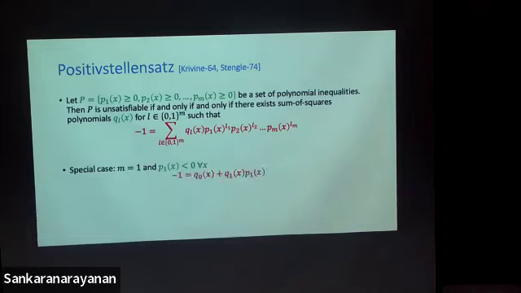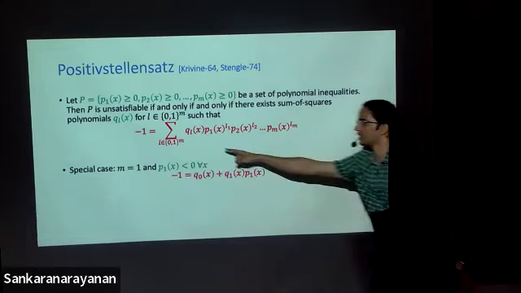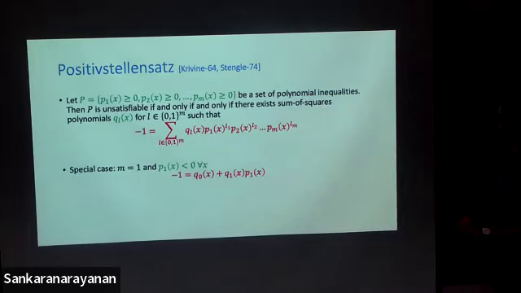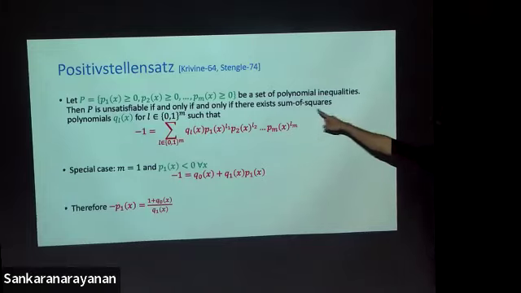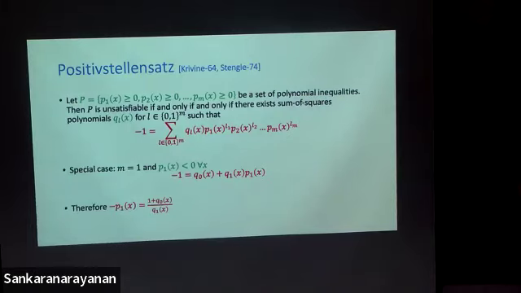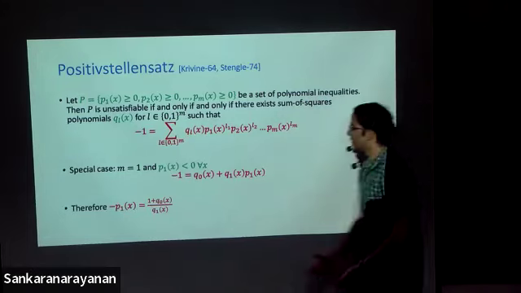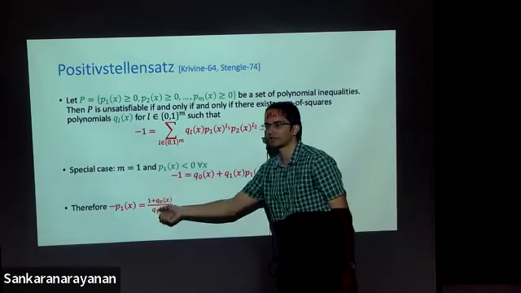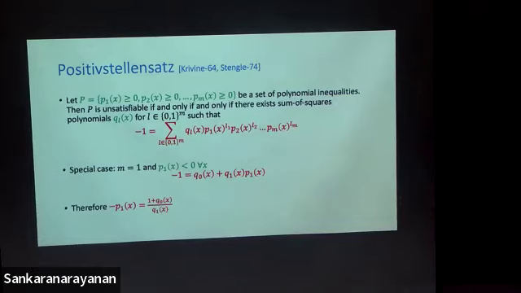So then what does this theorem imply there? Well, m is equal to 1, so we're only going to sum over two terms here. So then -1 is equal to q0x plus q1x times p1x. If we turn this around and write it a little differently, minus p1x is equal to (1 plus q0x) divided by q1x. And q0 and q1 are sum of squares polynomials, right? So if p1x is strictly less than 0, then minus p1x is strictly greater than 0 for all x. So what this is implying is that you can write a positive polynomial as a sum of squares of rational functions.